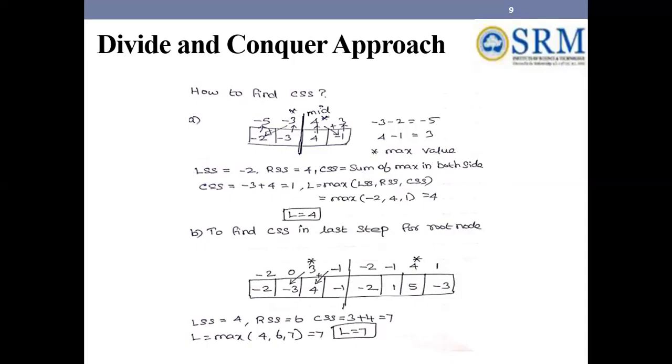So we know LSS and RSS. How to find CSS? CSS is equal to the sum of the max in both sides. So how to find the max in both sides? Split the array into two parts.